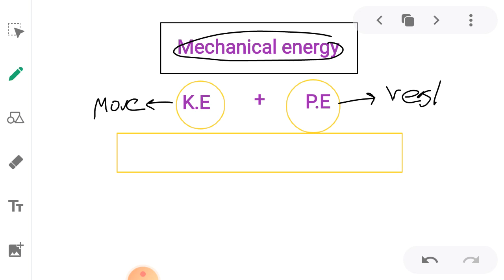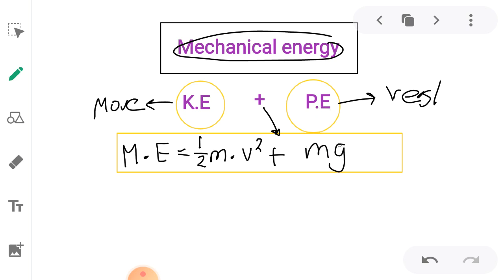So if we want to calculate or get the relationship of mechanical energy, which is ME, it is equal to... What is the relationship of kinetic energy? It's half m times v square, and we're going to add PE as it is. And what is the relationship of PE? It's mgh. So this is the rule of mechanical energy.